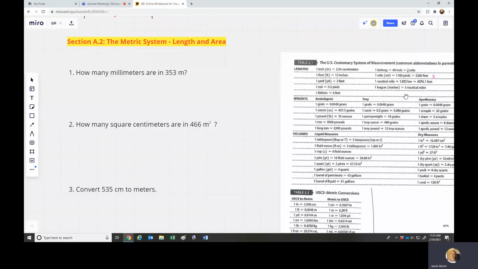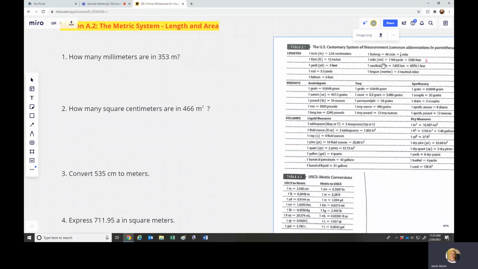In this video, we're going to go over section A2, which is called the metric system, length, and area. If you haven't already, you should watch the section A1 video first. In this video, we're just going to be talking about conversions using the metric system. We won't need our common measurement sheet for this video.